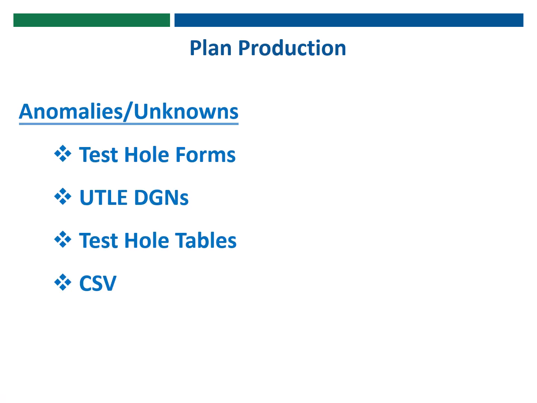Anomalies and unknowns, and how those should look in the test hole forms, the UTLE DGN, the test hole tables, and the CSV file.